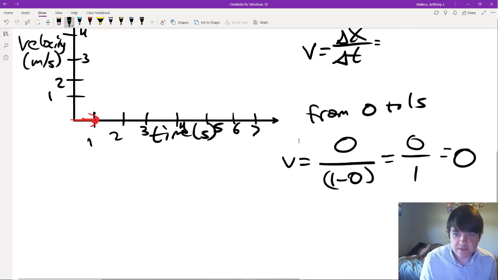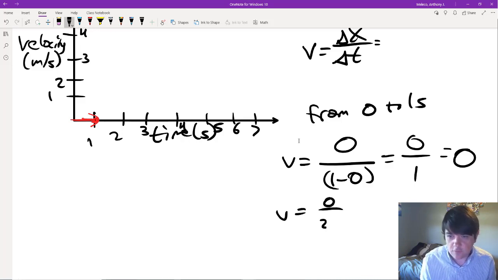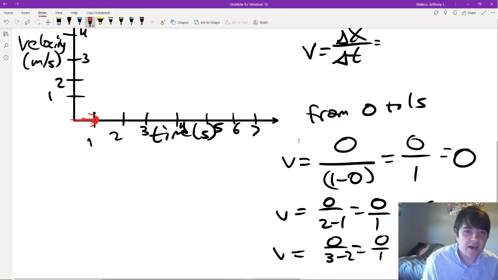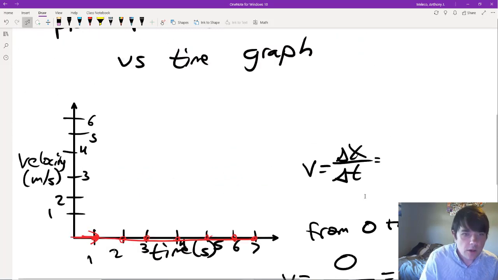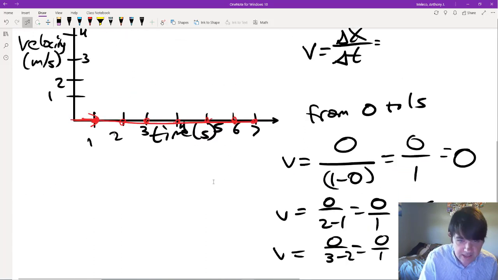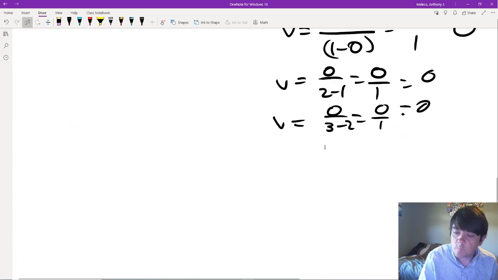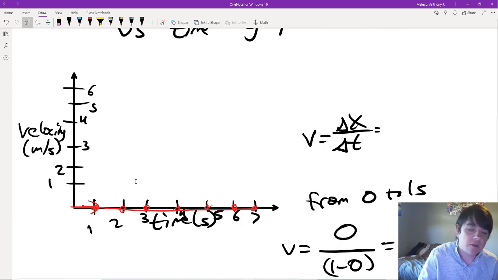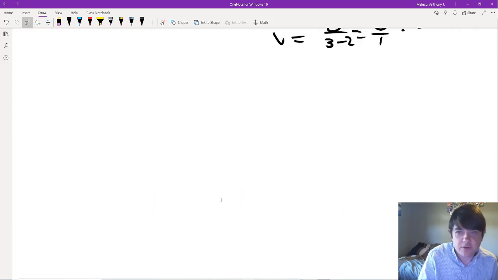Because our position isn't changing for the rest of it, we can similarly do the math from second to second. So v equals 0 over 2 minus 1, which is 0 over 1. Then 0 over 3 minus 2, that's 0 over 1. These are all going to be 0. So our velocity for that time will be 0. This shows us that from a position versus time graph, you can get the velocity versus time graph. Because position's not changing, and change in position over change in time is how we get velocity, we just end up with a graph of 0.